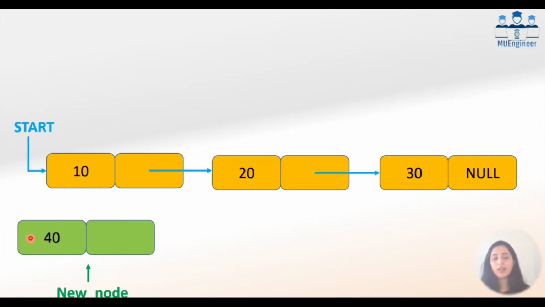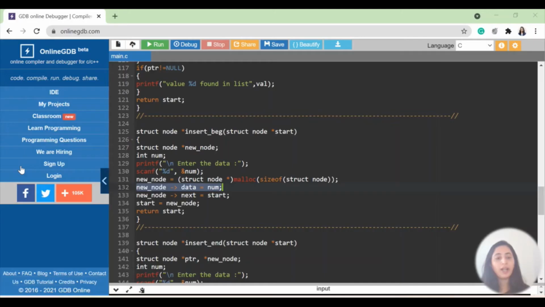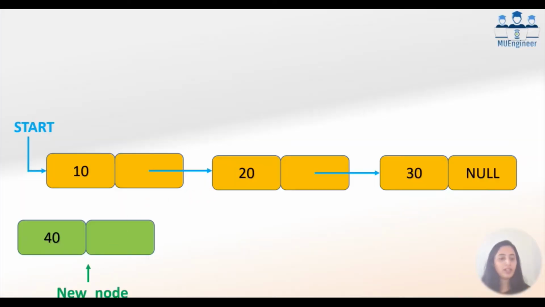Now what I want to do is, this node should be the first node. That means it should be pointing properly. So how do we do that? With a very simple 2 lines. The first is new node dot next is equal to start. So new node के next में क्या आएगा? जो start में है. Okay, now let us understand this with the example.